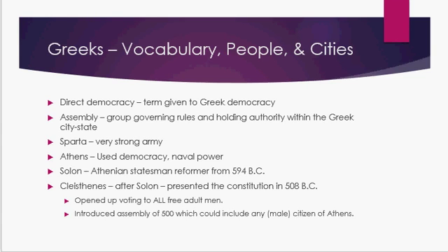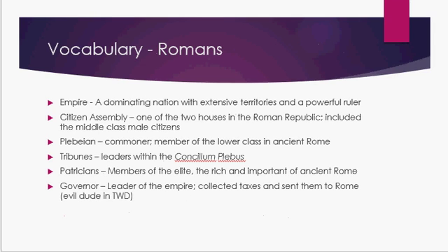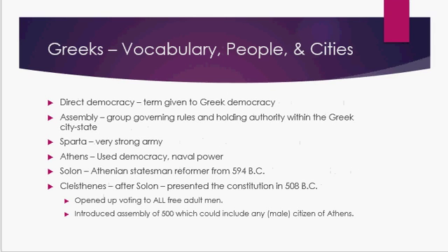He came after Solon, and he presented the Constitution in Greece in 508 BC. And this opened up voting to all free adult men and introduced the Assembly of 500, which could include any male citizen of Athens. And you can see there with the Assembly of 500, that's the beginning of representative democracy.